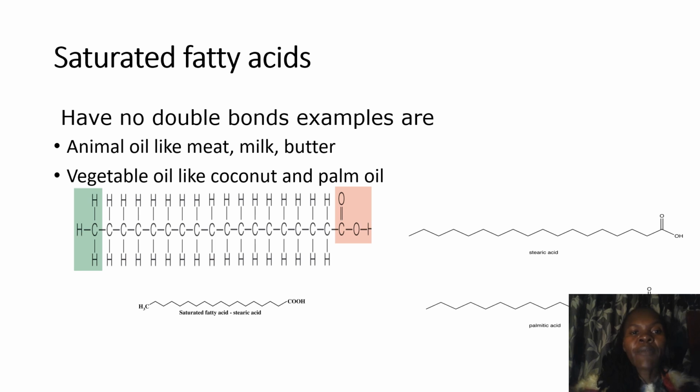So for the saturated fatty acids, we've said there is no double bond in them. An example of such, if you talk about animal oil, we have meat, we have milk, we have butter. Those are examples of saturated fatty acids. And then we have vegetable oil, of which we give an example of a coconut or the palm oil.